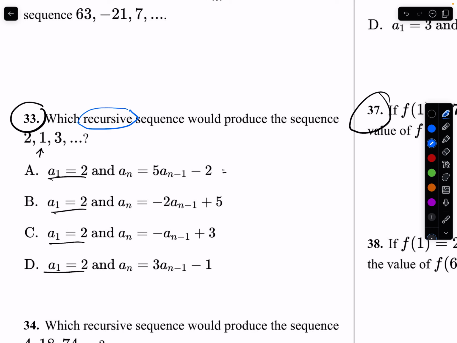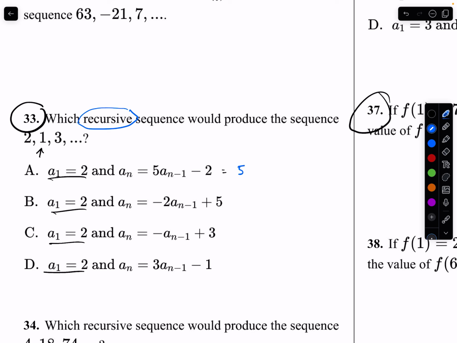Okay? And you're going to see here, right, there's a formula here that's not quite as simple, right? Because from 2 to 1, you're going down 1, and then from 1 to 3, you're going up 2, right? So we're going to have to kind of generate this sequence using our rules here. So let's look at the first one.